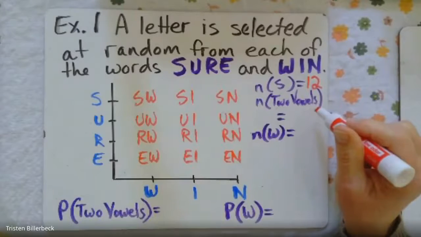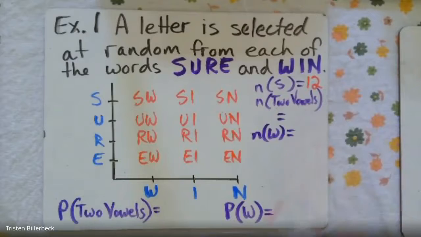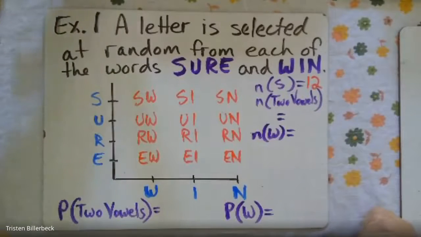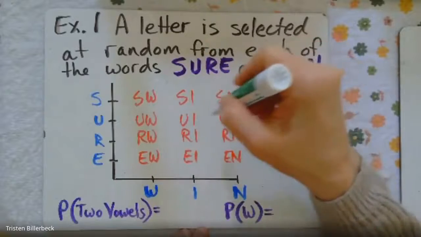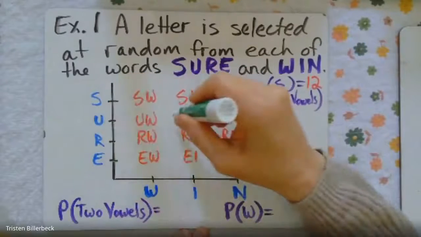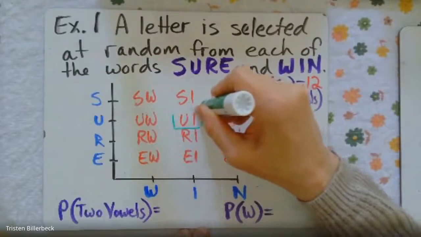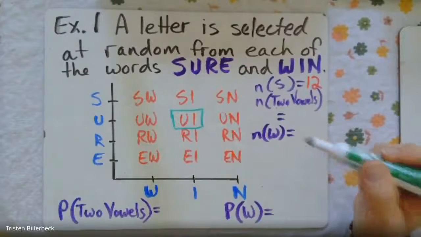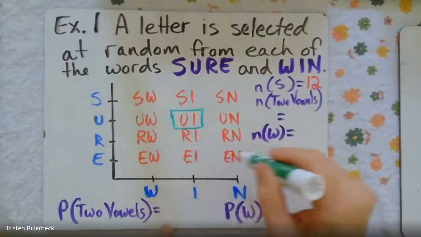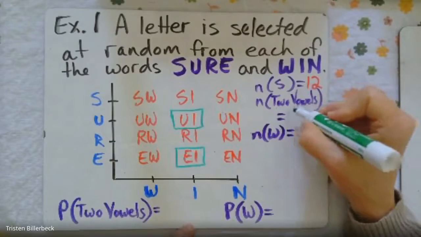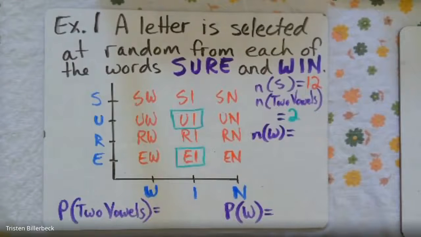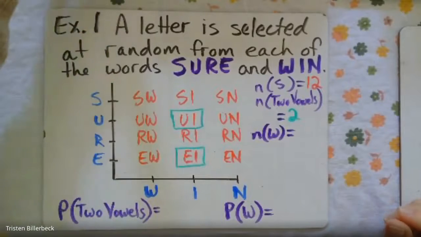Now we have to look at two vowels. Let's look at that. Vowels are A, E, I, O, U. So anything with S's are out. This is possible because that's a vowel. So we have one double vowel here. Anything with an R is out. And then we have another double vowel here. So we have two. Okay, so now we look for a W.